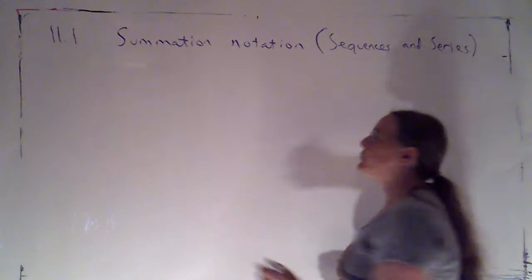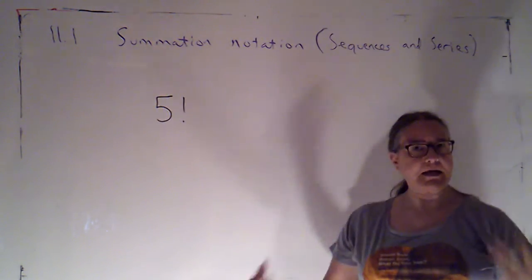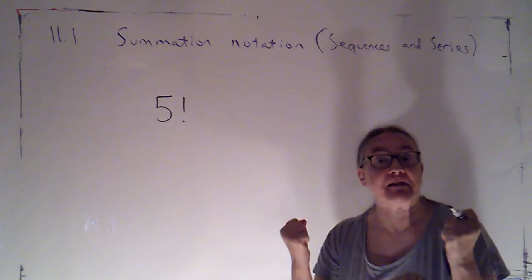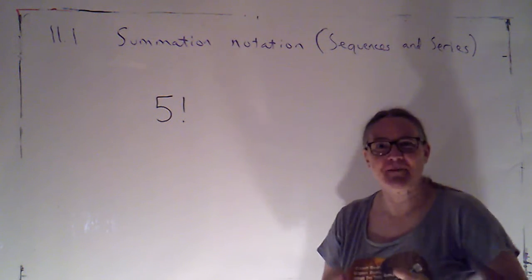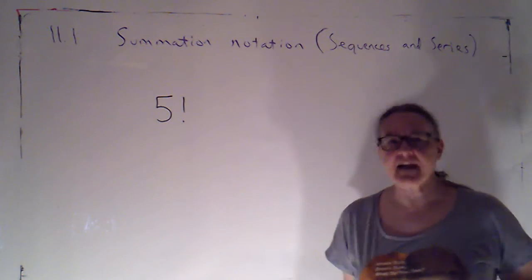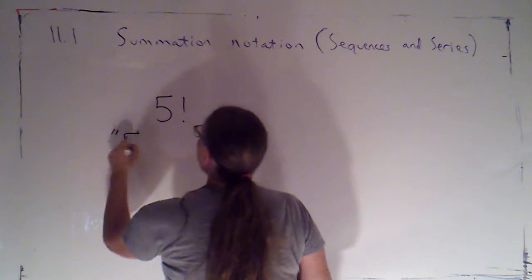If I were to write this and ask you to read that, it looks like we should read that as 5. We're super excited about the number 5. Isn't it a great number? That's not actually how we read that. This is 5 factorial.